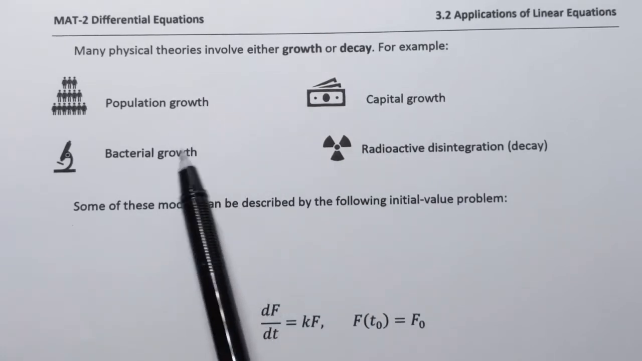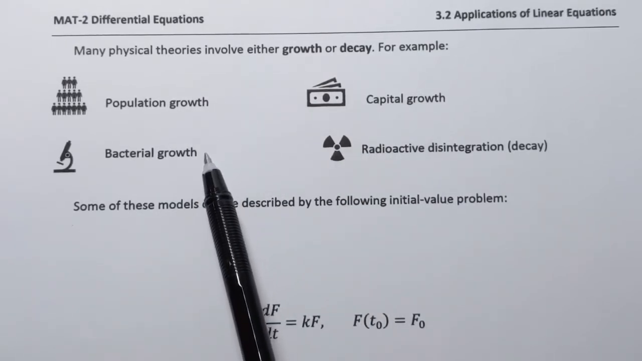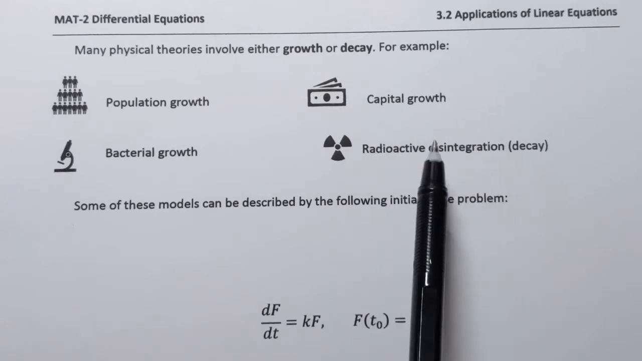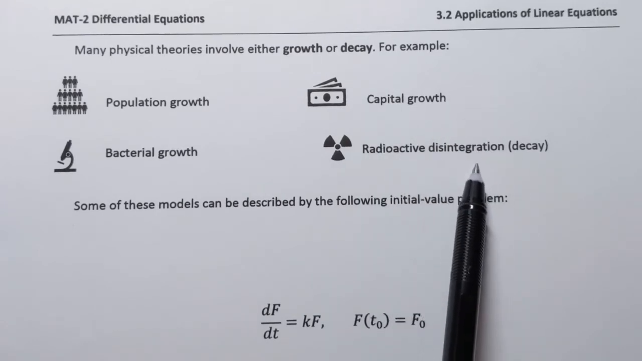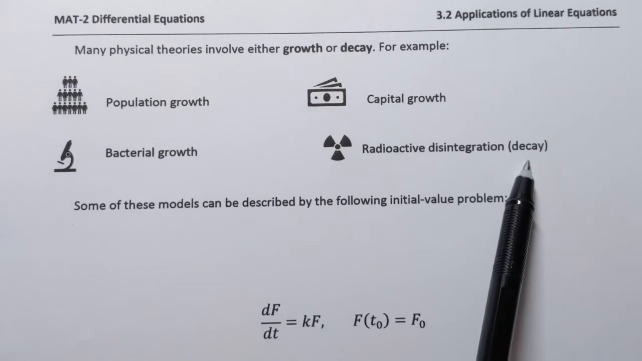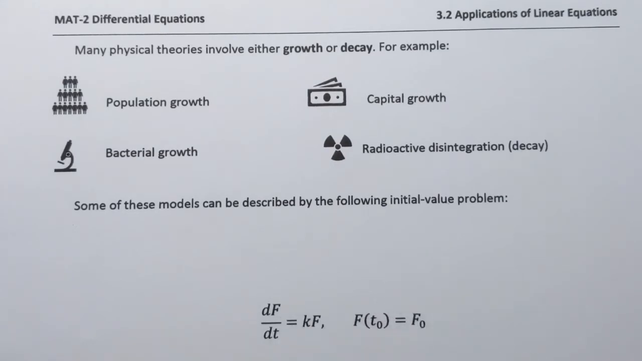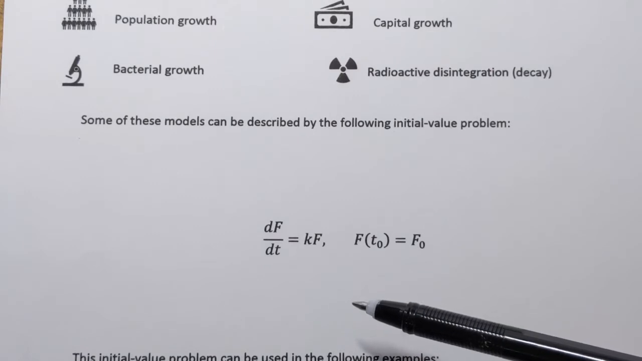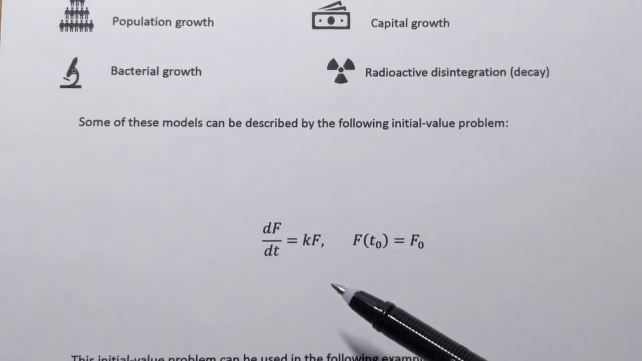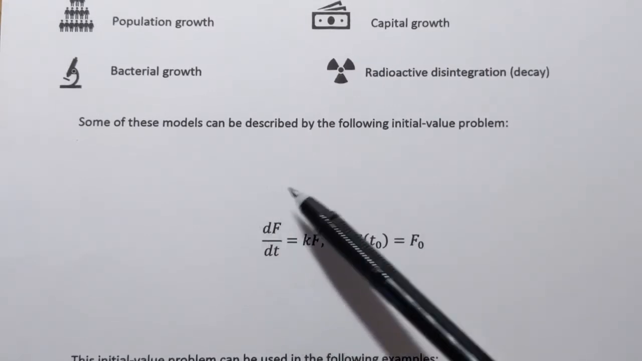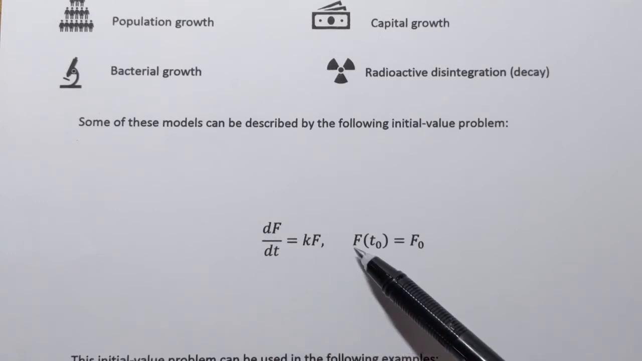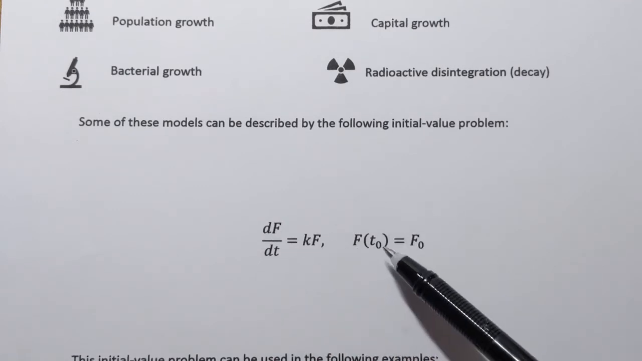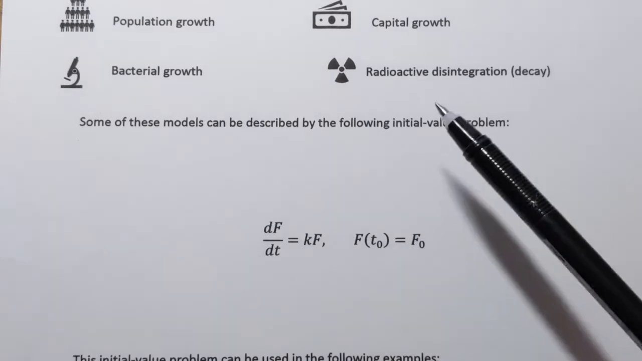Population growth, bacterial growth, I think they're pretty self-explanatory, right? Capital growth, or radioactive disintegration, which is the same as decay. Now, some of these models can be described by the following initial value problem. So I'm going to move it up. Now, let me remind you that the initial value problem always comes in two pieces. The first one is the differential equation, and the second piece is the initial condition.